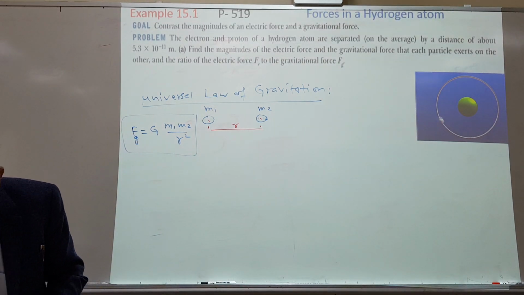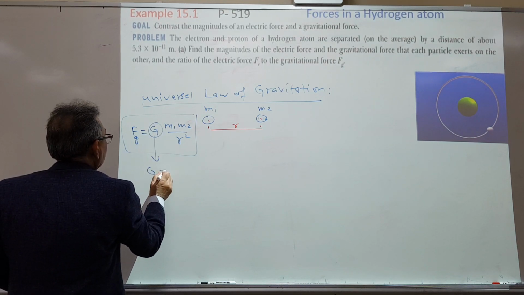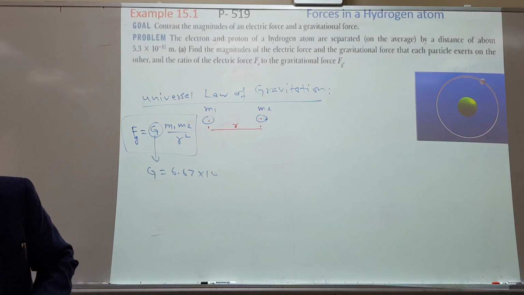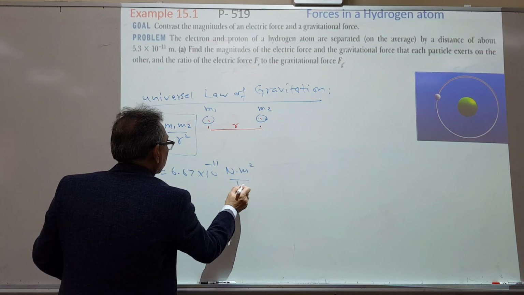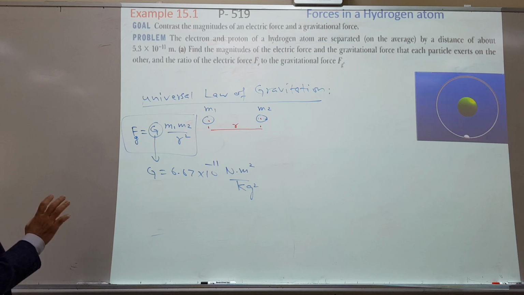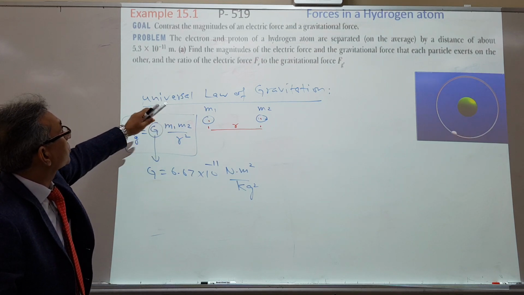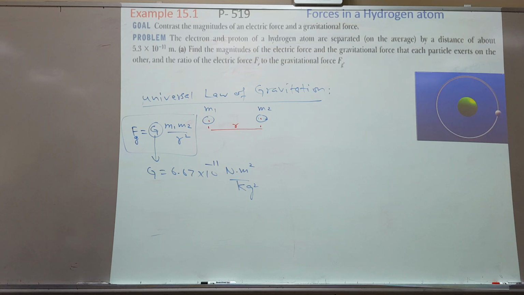It has the value 6.67 times 10 raised to power minus 11 Newton meter square per kilogram square. This is the universal law of gravitation. We needed to solve these two rules, Coulomb's law and the universal law of gravitation. We needed to solve this example, so I'm going to do this example now.